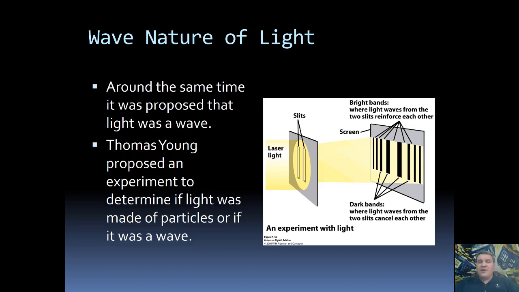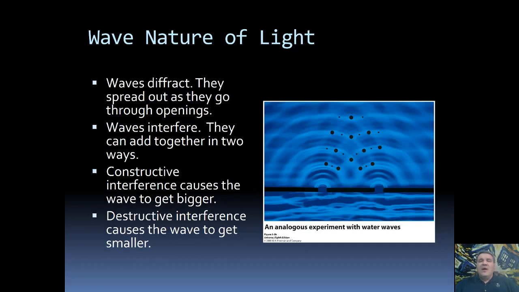Well, in the year 1801, a physicist by the name of Thomas Young actually developed an experiment to figure out which is the case. Is light particles or is it waves? So the key here is that there are a couple of things that waves can do that particles can't. Waves can diffract and waves can interfere, and particles don't.